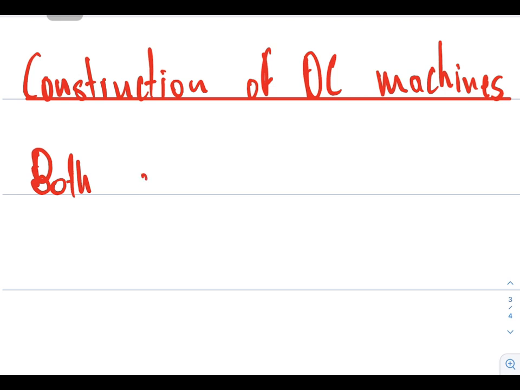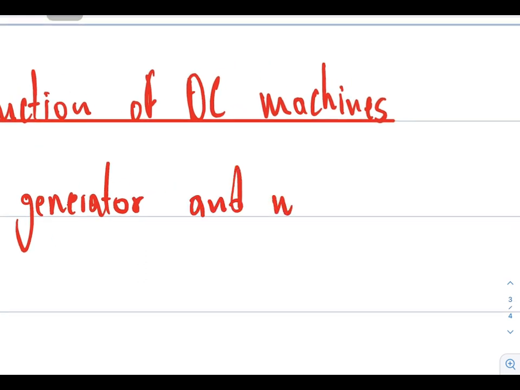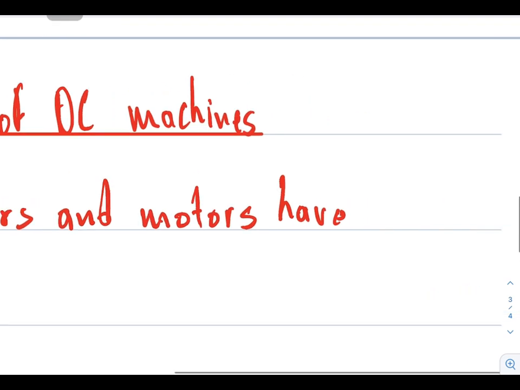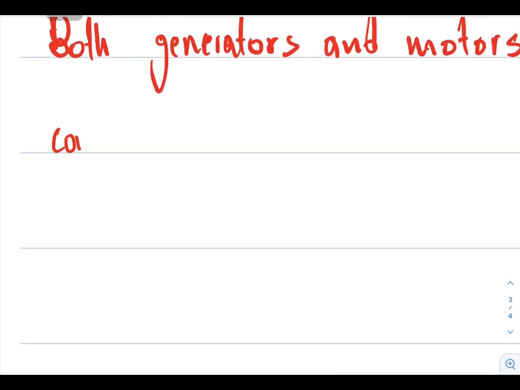Both generators and motors have the same construction. They are constructed in exactly the same way. The only difference is how you operate the machine, which will determine whether it is a generator or a motor. For example, if I rotate the machine and it produces electricity, that same machine is a generator. If I take the same machine and supply it with electricity so that it rotates, then I'm using it as a motor.